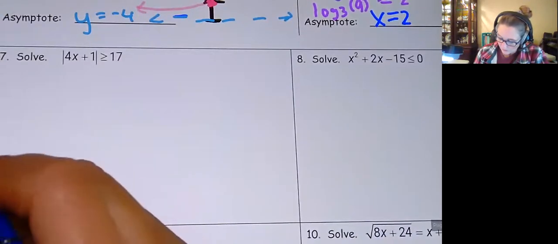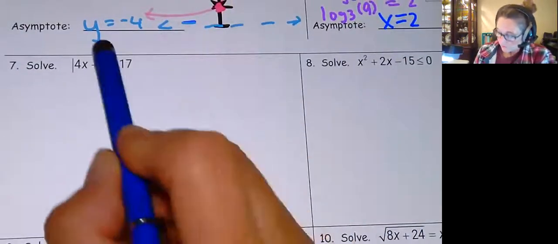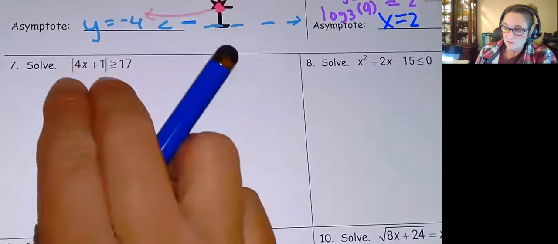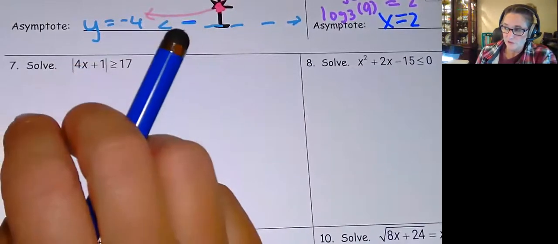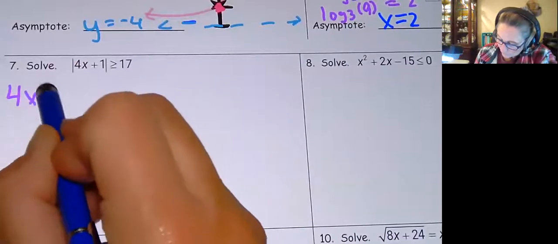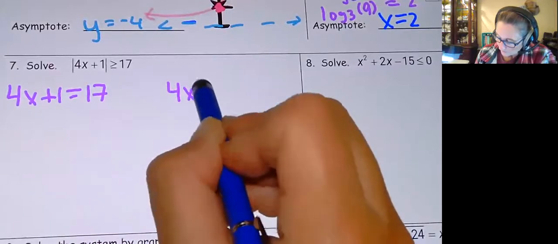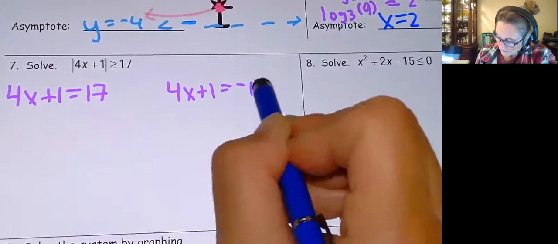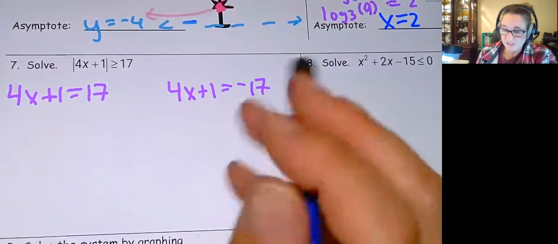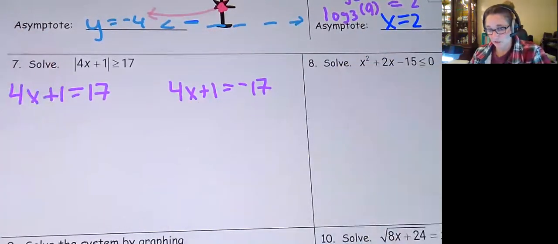So when I'm doing these, for an absolute value, get your absolute value by itself first. That's the first thing you want to do. So it is isolated. So then what you're going to do is you're going to write 2 equations. 4x plus 1 equals 17, and 4x plus 1 equals negative 17. And then you're going to solve these to get your boundary points. So you're going to have 2 boundary points. You're either going to shade between or you're going to shade out.